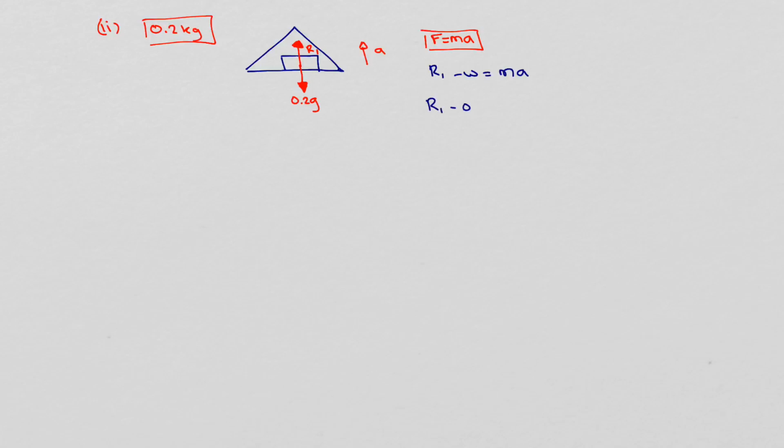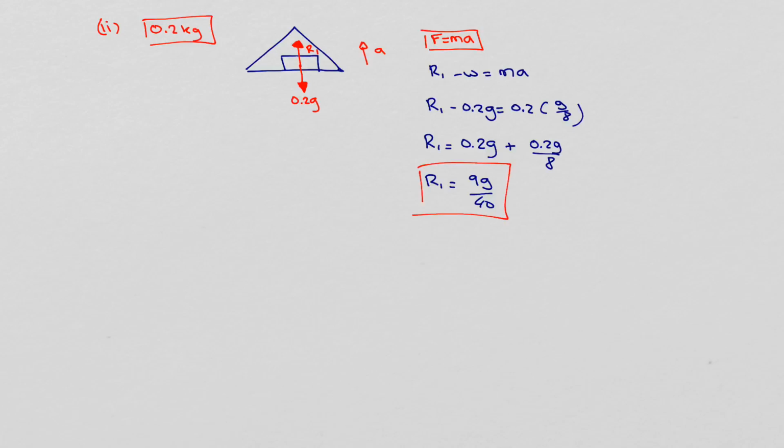Now, the weight is 0.2 g and the mass is 0.2 because, again, we're just focusing on the forces between the pan and the mass itself. We've worked out the acceleration to be g over 8. So if I get R1 on its own, it's going to be 0.2 g plus 0.2 g over 8. Therefore that gives me 9g over 40, or if you're writing it in decimal, it's 0.225 times g.